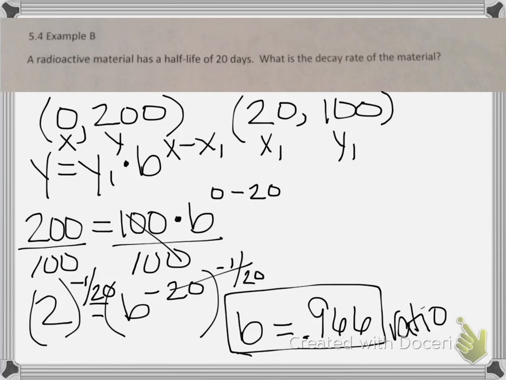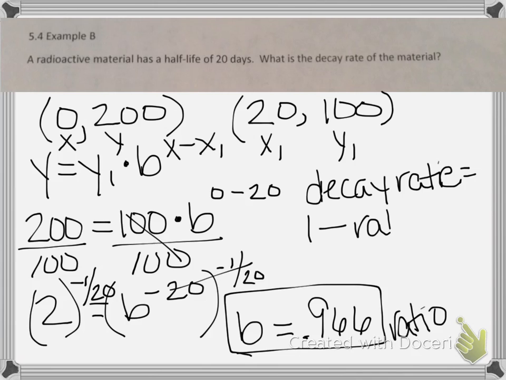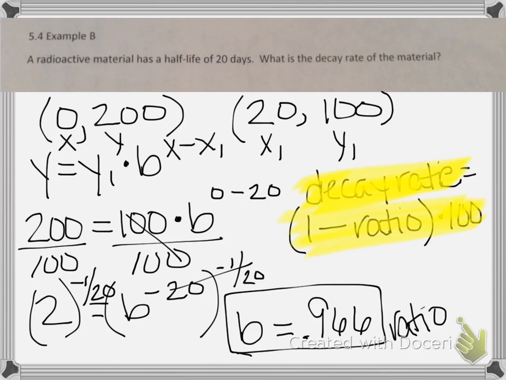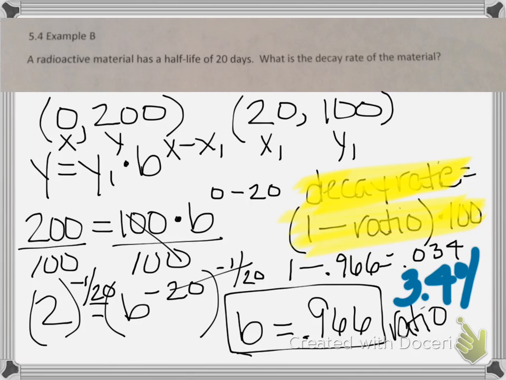The problem is asking for the decay rate. So the decay rate is a little bit different from our ratio. The decay rate is equal to 1 minus the ratio, and then we're going to multiply that by 100 so that we get a percentage. Okay, so this is our decay rate. So what am I going to have? I'm going to have 1 minus 0.966, which gives me 0.034. And then multiplying that by 100 tells me that I have 3.4% is my decay rate of the material.